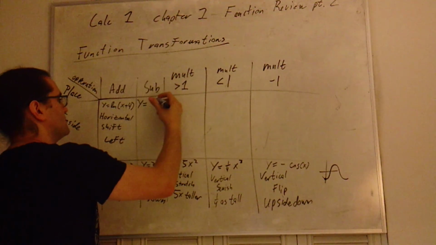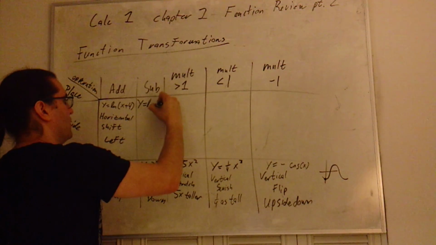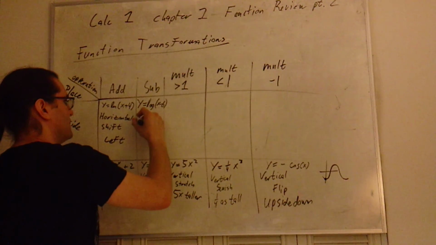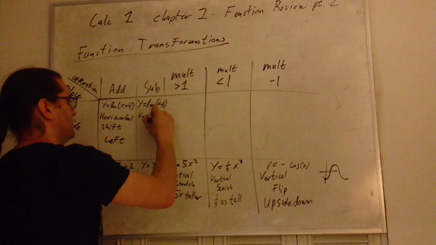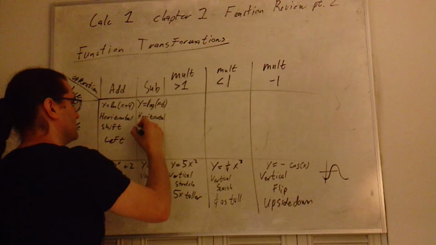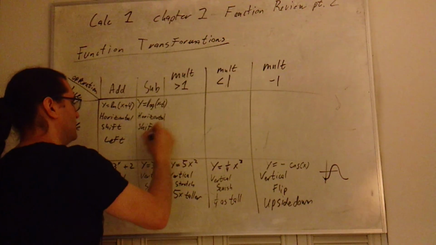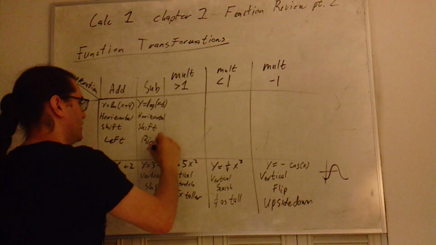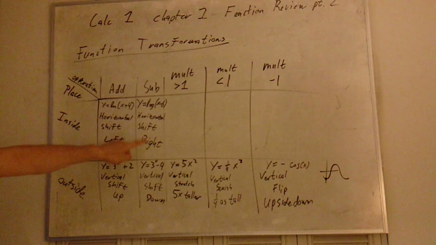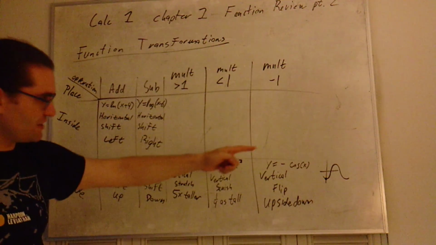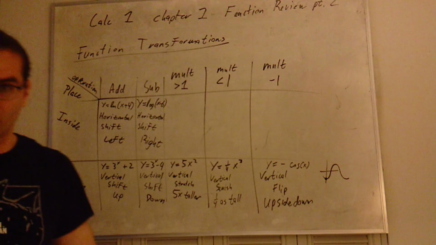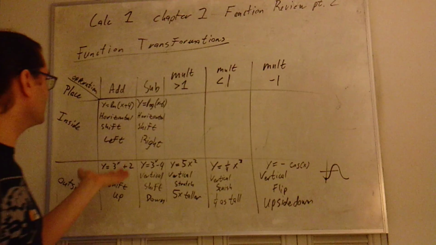Y equals log of x minus 6. This is a horizontal shift right. So these two kind of work backwards from how you'd expect. Subtracting takes you in the positive direction, and adding takes you in the negative direction. That's just how it is with horizontal shifts.